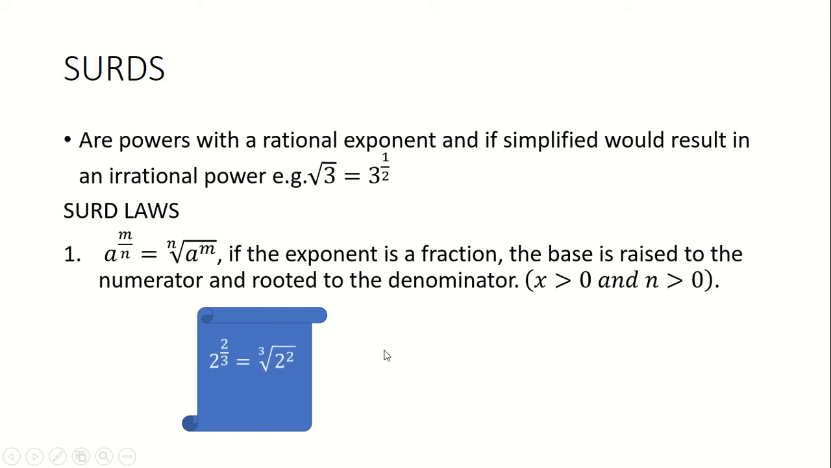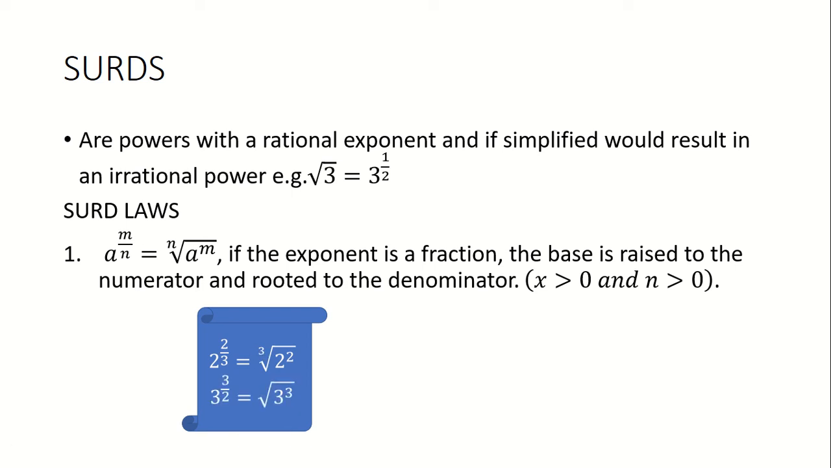Now, if I have the cube root of 2 squared, it is the same as 2 to the exponent of 2 divided by 3, because we're finding the cube root. Remember I said you take the exponent, you divide it by the root. So basically your answer here will be 2 to the exponent of 2 over 3.